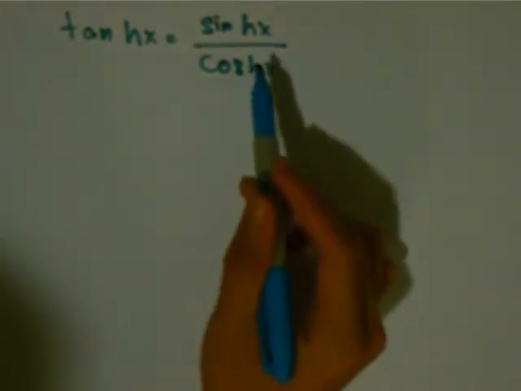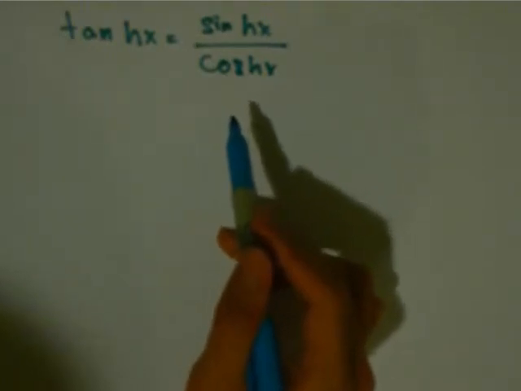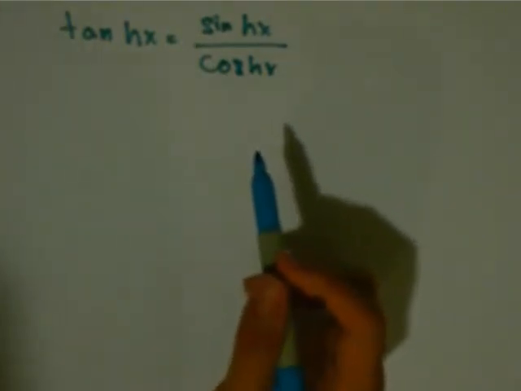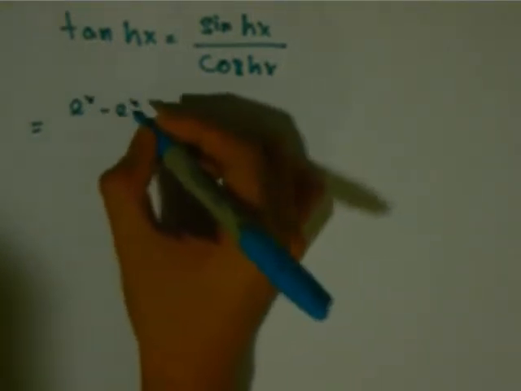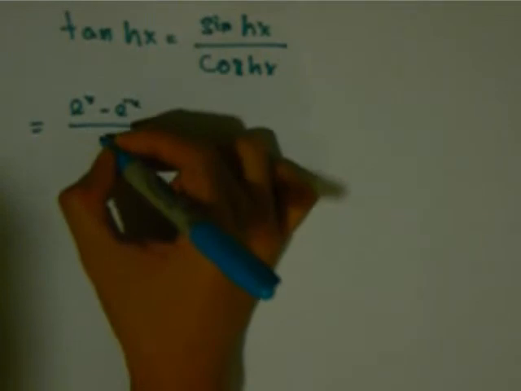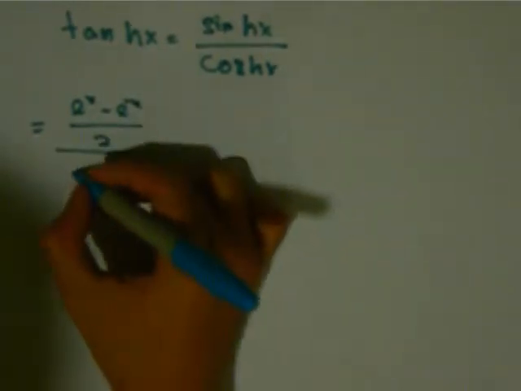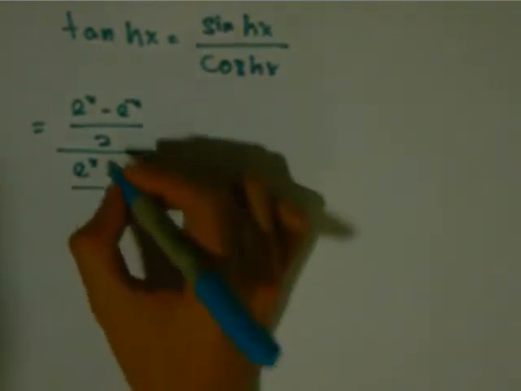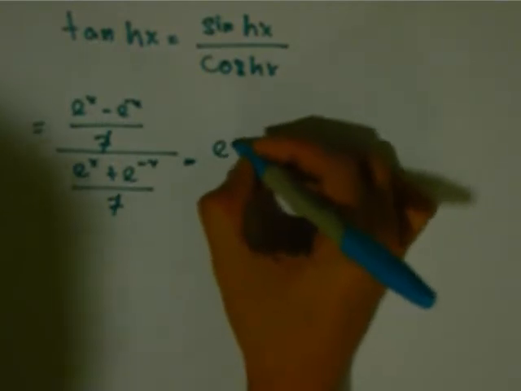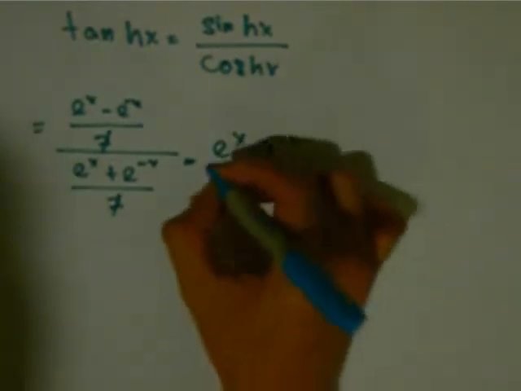Our next graph is tangent hyperbolic x, and from basic trigonometry we already know that this is just sine hyperbolic x divided by cosine hyperbolic x. Since we already know the formulas for sine hyperbolic x and cosine hyperbolic x, we can actually just substitute them in: e to the power of x minus e to the power of negative x divided by 2, divided by e to the power of x plus e to the power of negative x divided by 2. Cancel these off and we have our tangent hyperbolic x formula.